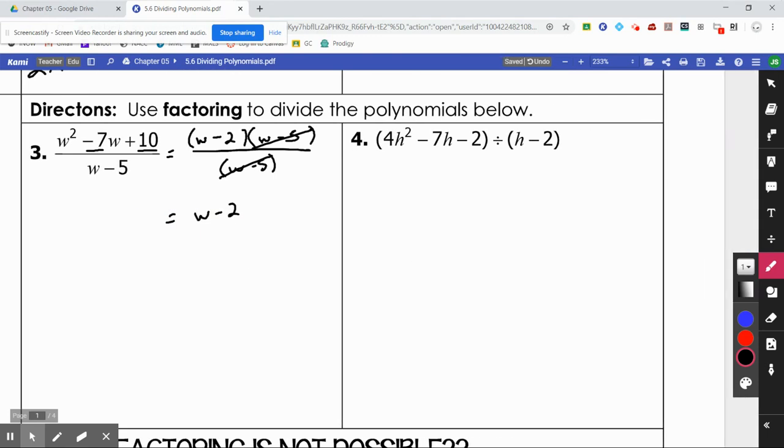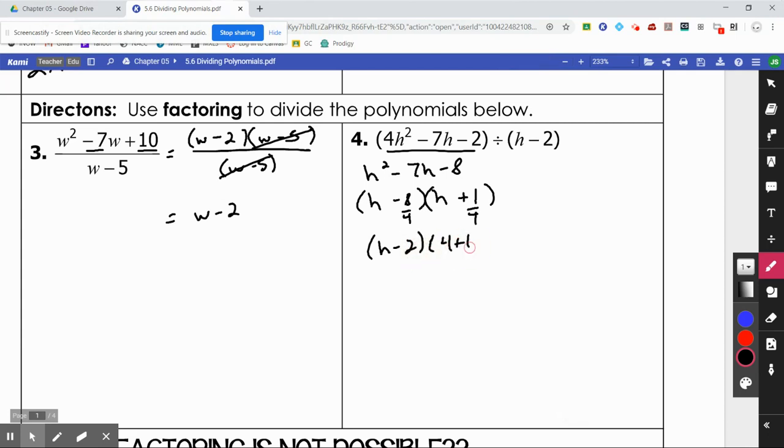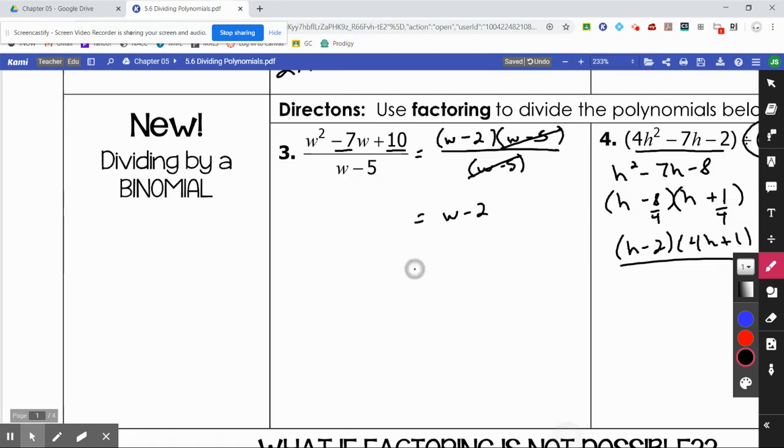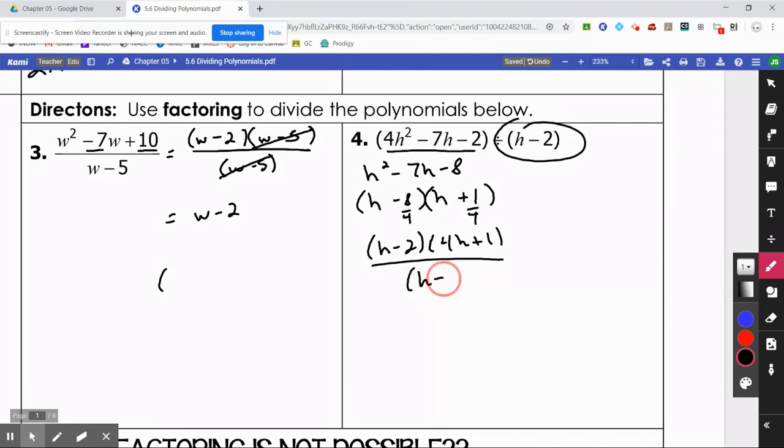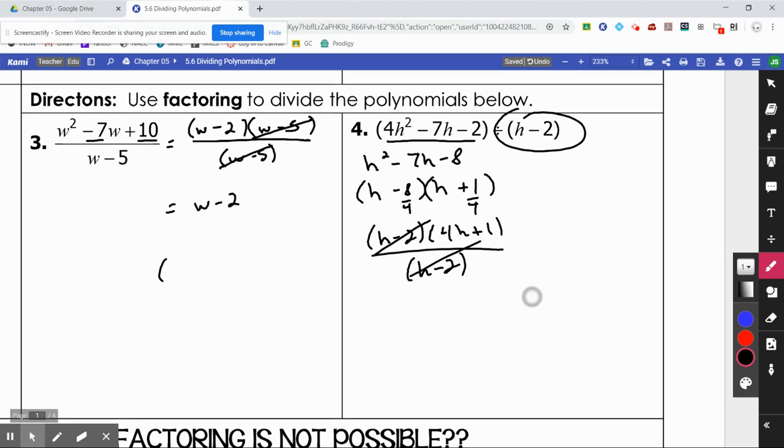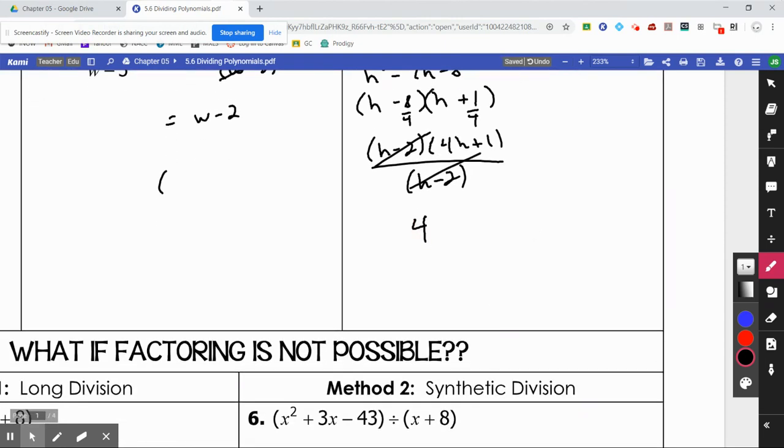So let's use bottoms up here to factor this. Move the 4 to the end. H squared minus 7h minus 8, 2 sets of parentheses. H times h, -8, +1. We moved the 4, so now let's divide by it. That would be an h minus 2 and a 4h plus 1. And we're wanting to divide that by h minus 2. So in order to divide that by h minus 2, here's what you do. You mark them out. There's a common factor on top and bottom, and you can cancel the entire factor out, and you're left with just the 4h plus 1.